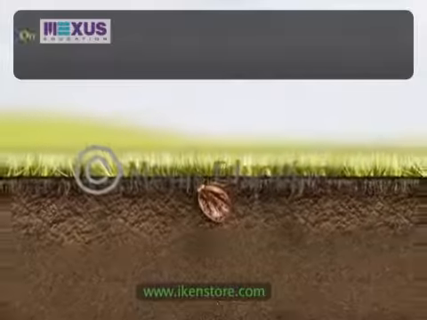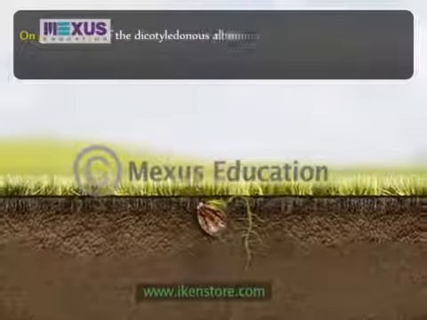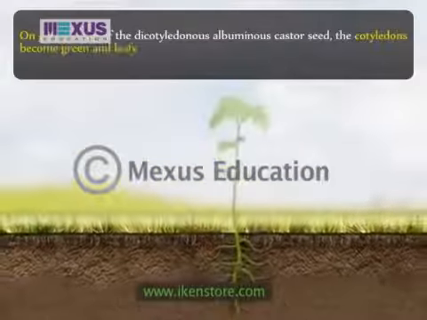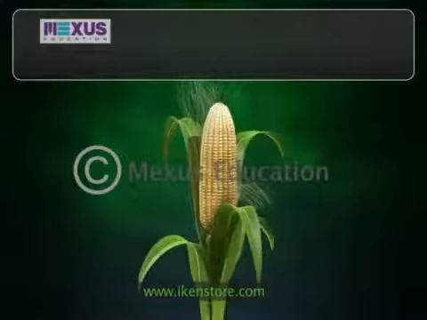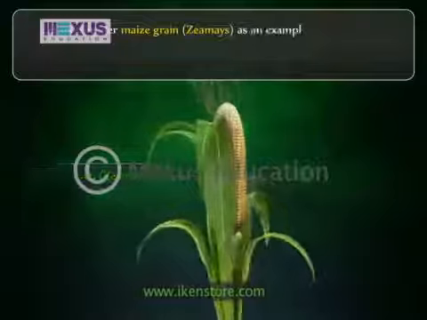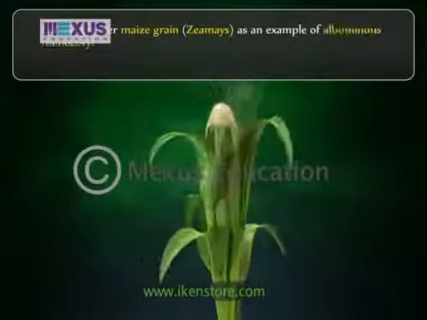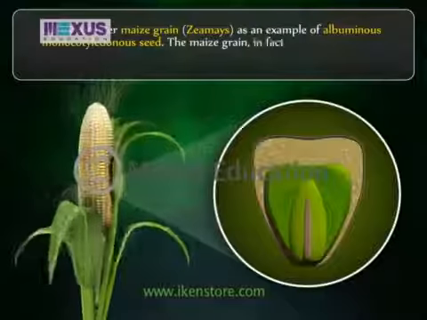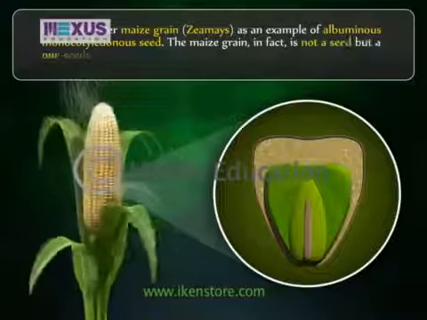On germination of the dicotyledonous albuminous castor seed, the cotyledons become green and leafy. Let us consider maize grain, Zea mays, as an example of albuminous monocotyledonous seed. The maize grain, in fact, is not a seed, but a one-seeded fruit.